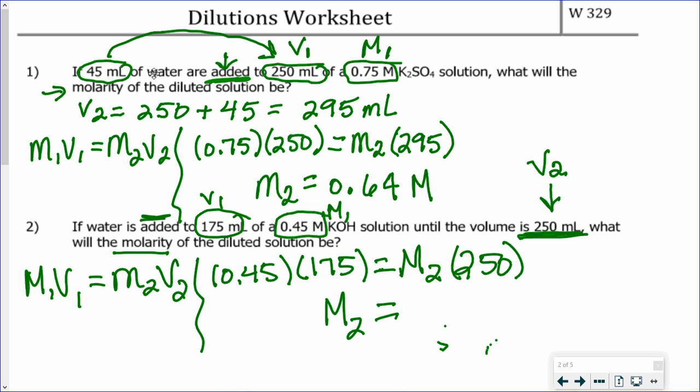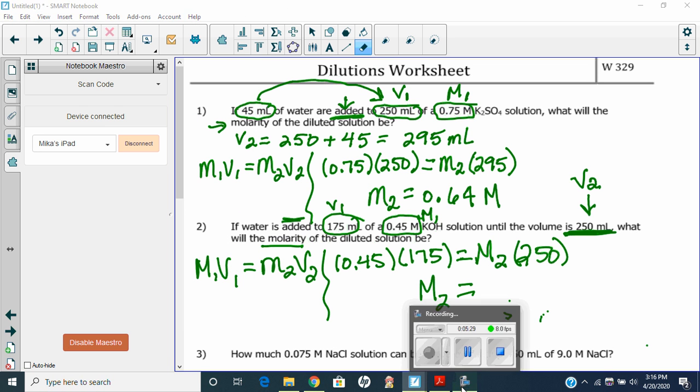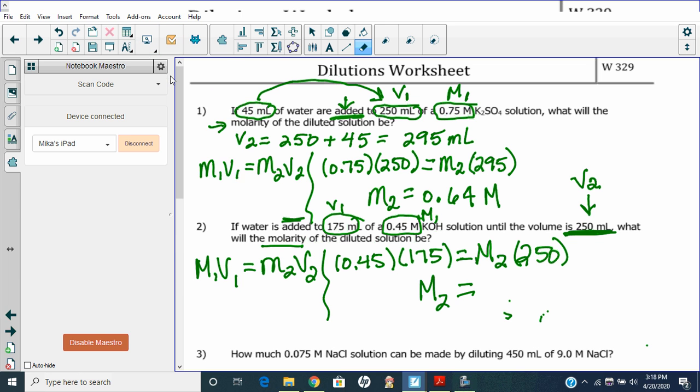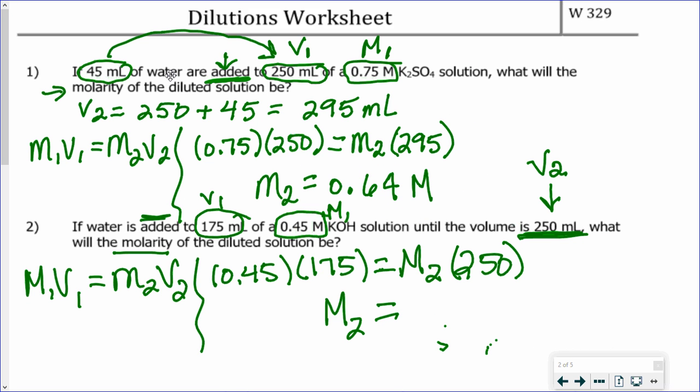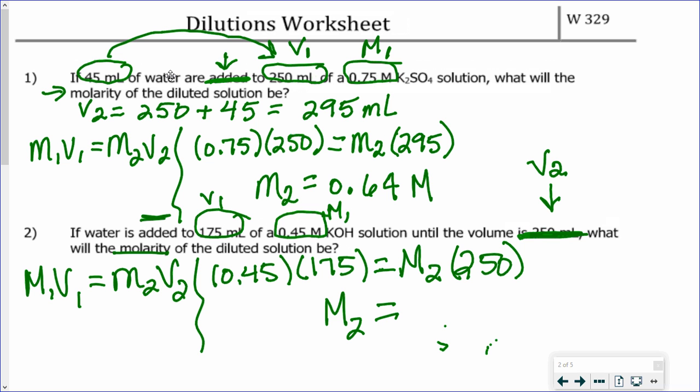It's not showing up on the computer, and that's okay. Again, I'm having a lot of connectivity issues. Let me pause it and see what I can do. All right, so let's keep going here. Hopefully we'll stay connected. Every time it restarts, I have to redo everything. All right, M2 should be 0.32 molar.